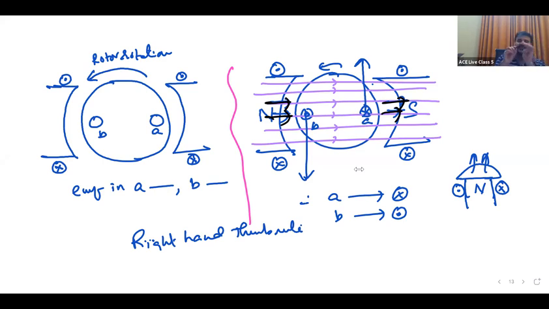Which direction do you have to assume? Opposite to the field rotation. If the field is clockwise, the conductor is assumed to be rotating counterclockwise. Actually it is not moving, but you have to assume counterclockwise. You have to assume so that the relative motion is increasing. If you assume the same direction, the relative motion may be 0. That is wrong, so assume opposite.